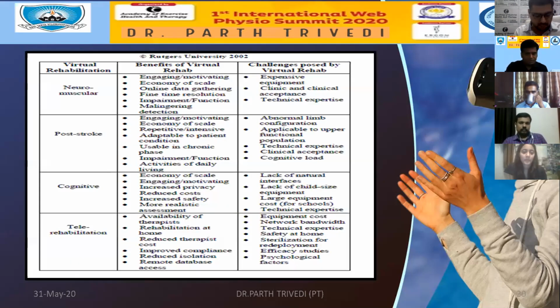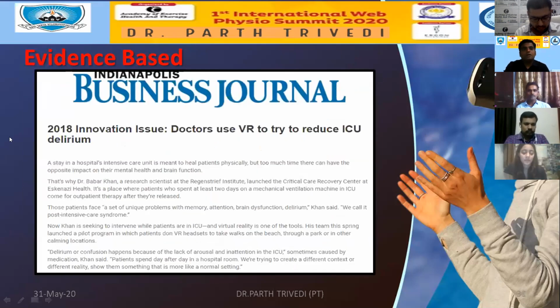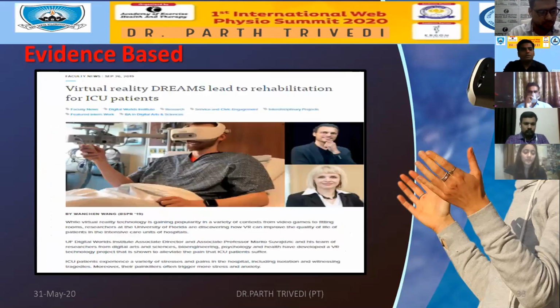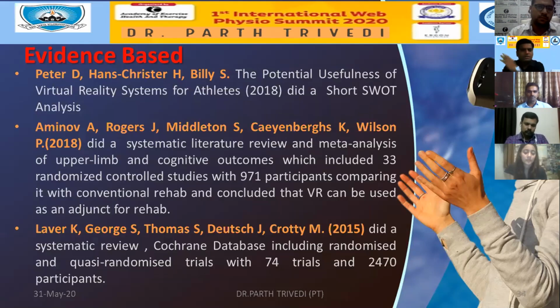This is what Rutgers University said in 2002. They have mentioned these details. So that is what we are looking at. This is evidence-based. In 2013, Dr. used VR to reduce ICU delirium. Virtual reality helps intensive care patients recover. Virtual reality leads to rehabilitation of ICU patients, and there is various other evidence for virtual reality.